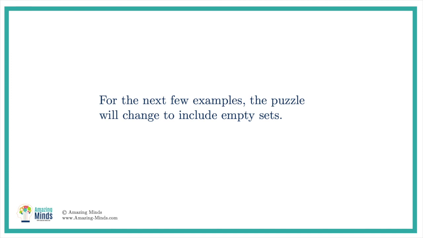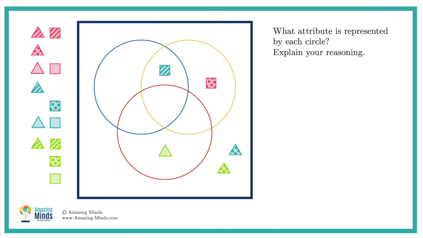So we're going to change the puzzle a little bit for some of the additional challenges so that it will include empty sets. So now if you look at this, there has been a slight change. When we look at all the criteria, once again, we're going to use that same strategy. And we can determine, well, this is square. There are no squares outside. But here's a teal, and here's a square, so it's not square. So this has to be striped.